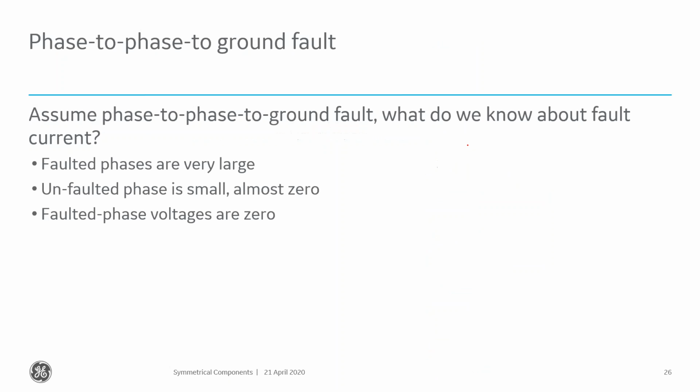Okay, now what happens on a phase-to-phase to ground fault? On a phase-to-phase to ground fault, all the phases that are involved are large. The unfaulted phase is small, almost zero. The faulted phase voltages are also zero, or almost zero. So the faulted phase voltages collapse. We have to get voltage involved in this particular example, because we can't derive this sequence network without the voltage. So let's look at what we get there.